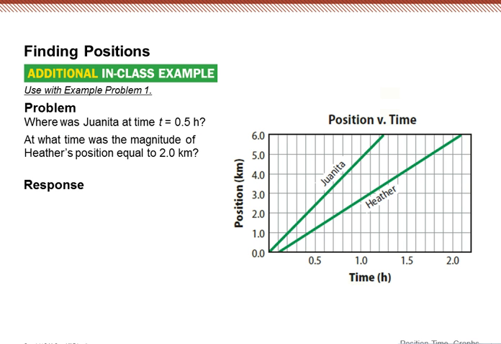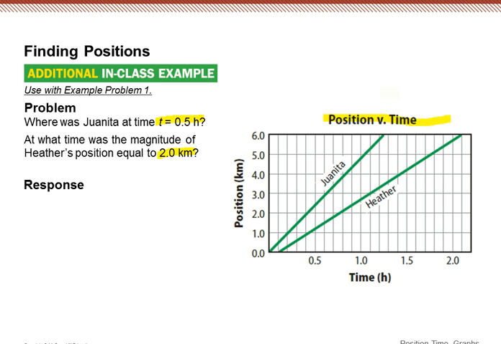So let's take a look at this problem here as an example. We have a position versus time graph over here on the right, and we have a graph of Juanita and of Heather. And we want to know, where was Juanita at t equals 1/2 hour, and at what time was the magnitude of Heather's position equal to 2 kilometers? So these are 2 different types of questions. First, we're given a time and we want to find a position. The other one, we're given a position and we want to know, when did that occur? What time did that occur?